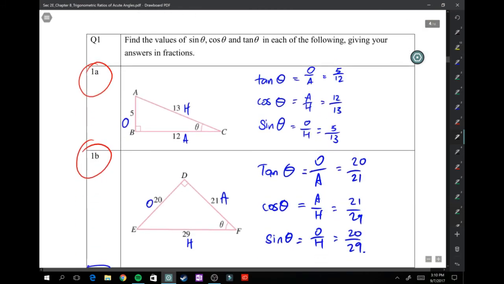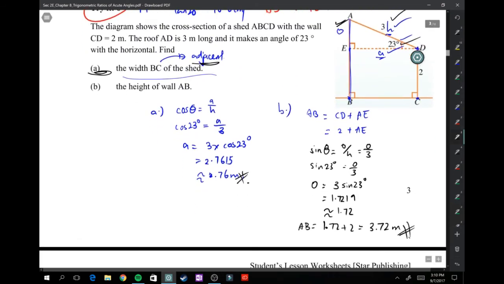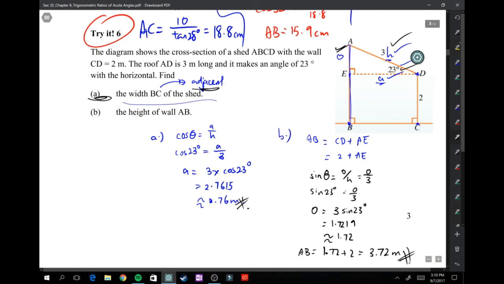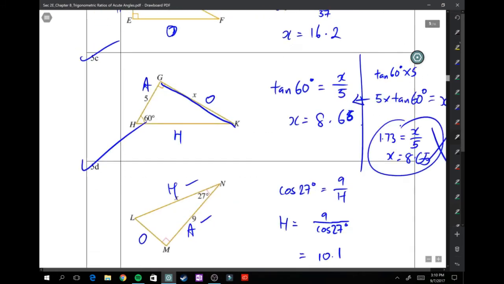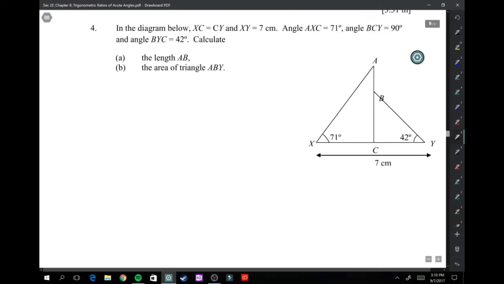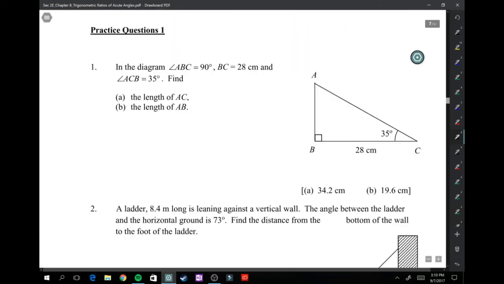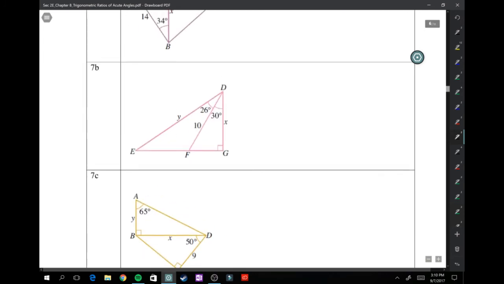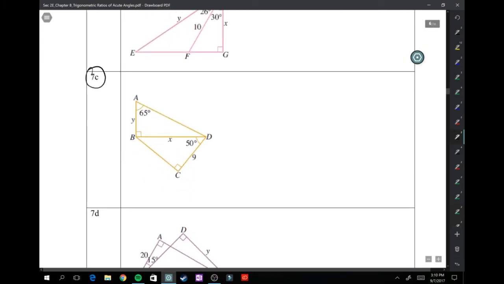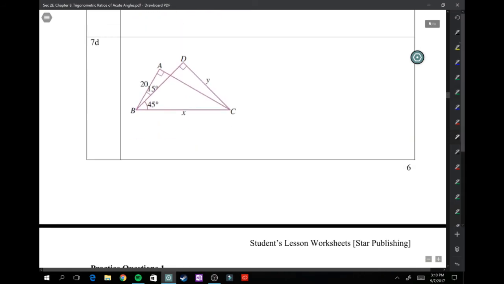Now let's move on. You might want to pause the video at this point if you need some time to digest. Otherwise please move on to pages 6, 7, 8 and 9. I won't go through everything, but let me just go through question 7C quickly. Now 7D, you just need to be very careful.